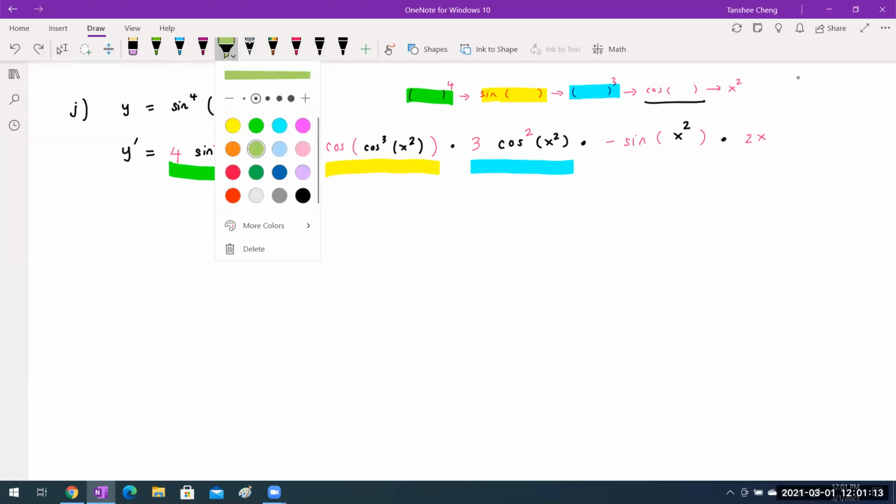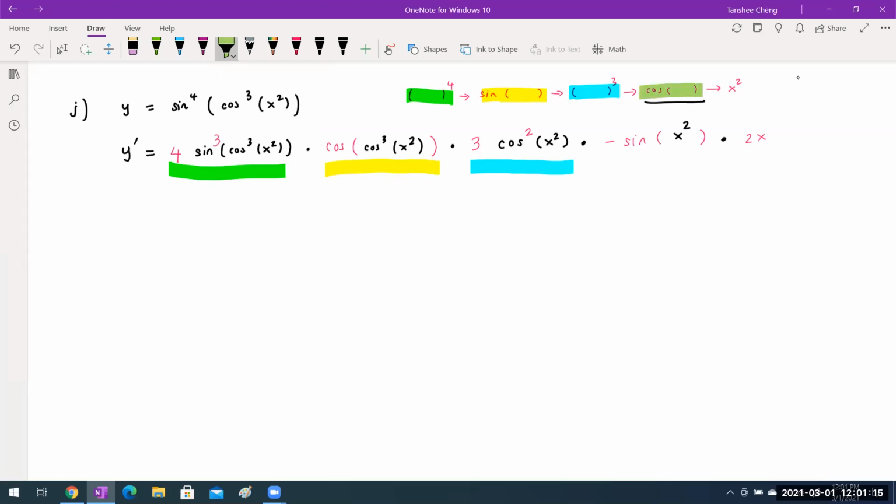So the derivative of the cosine function right here is right there. And then lastly will be x squared. So it could be done in one step, but you really need to be careful because you could make a lot of mistakes, right?